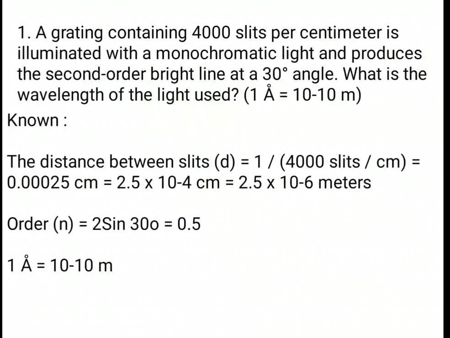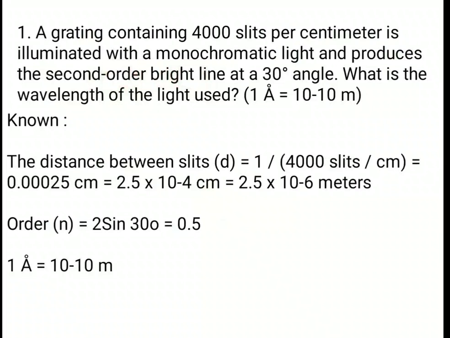So the given values: the distance between the two slits is indicated by the letter small d. Now here 4000 slits per centimeter, that means 1 by 4000, its value is equal to 0.00025 centimeters, that is 2.5 into 10 power minus 4 centimeters. In meters, 2.5 into 10 power minus 6 meters.